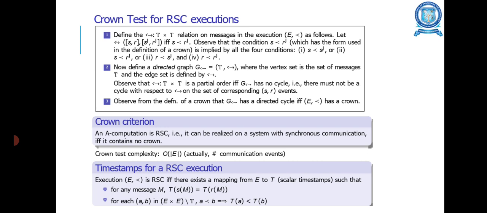Timestamp for a particular RSC execution: an execution (E, precedes) is RSC if and only if there exists a mapping from E to T such that for any message M, T of S of M equals T of R of M.